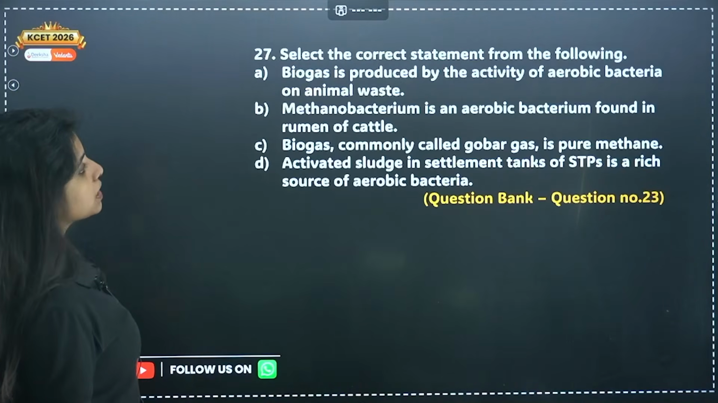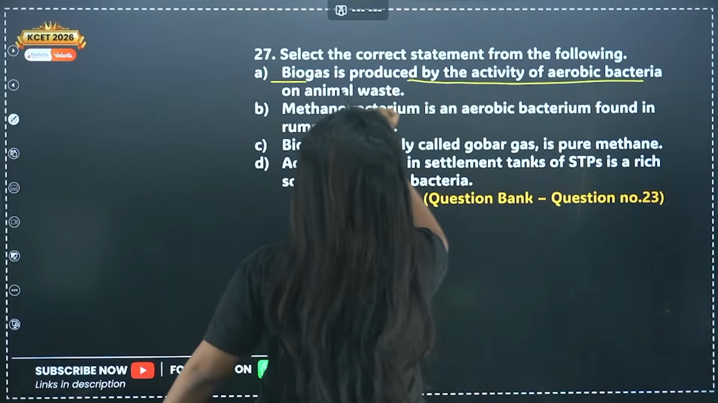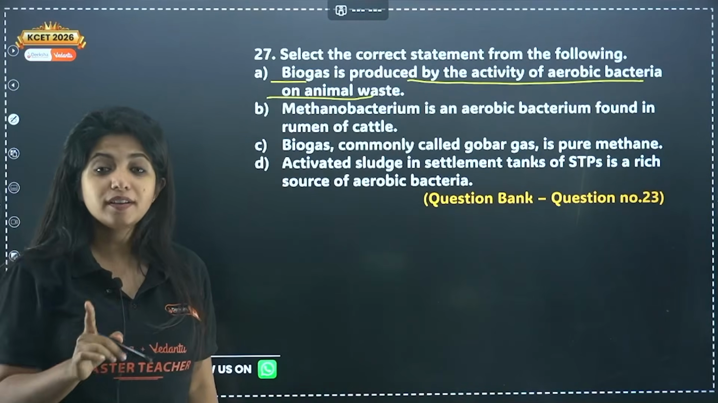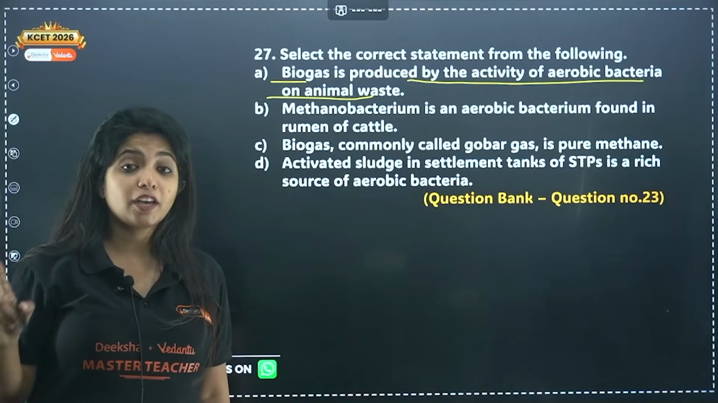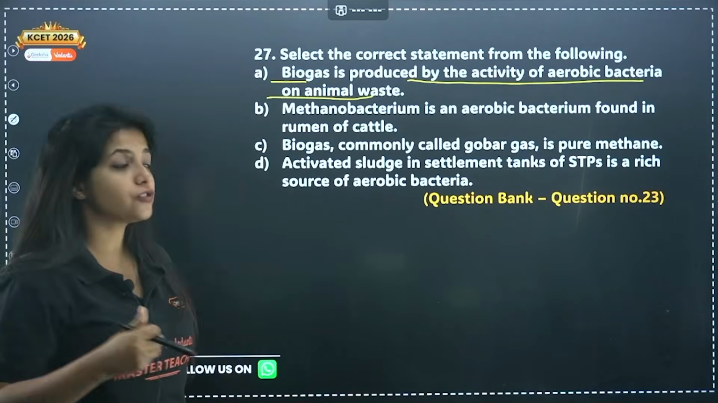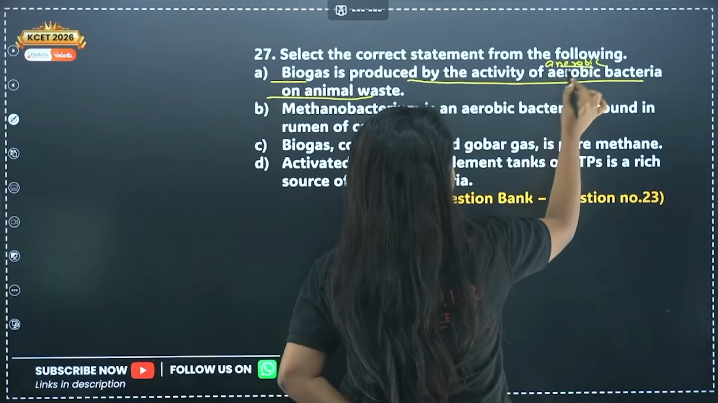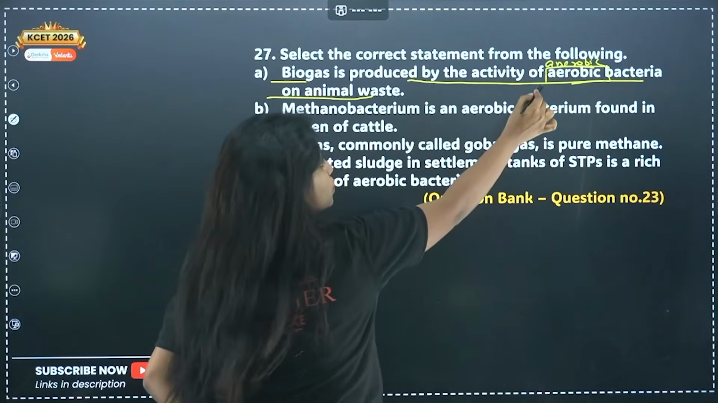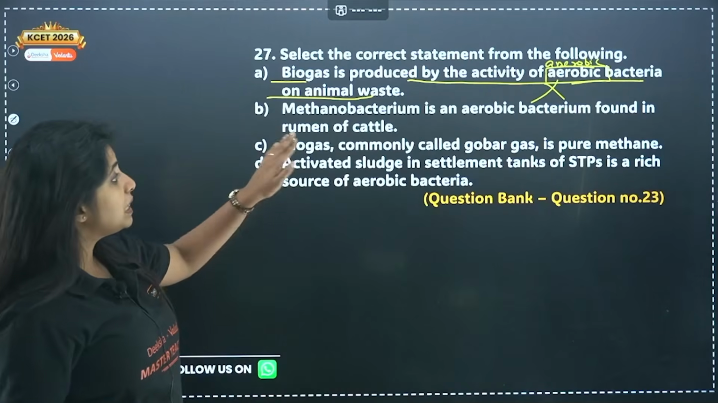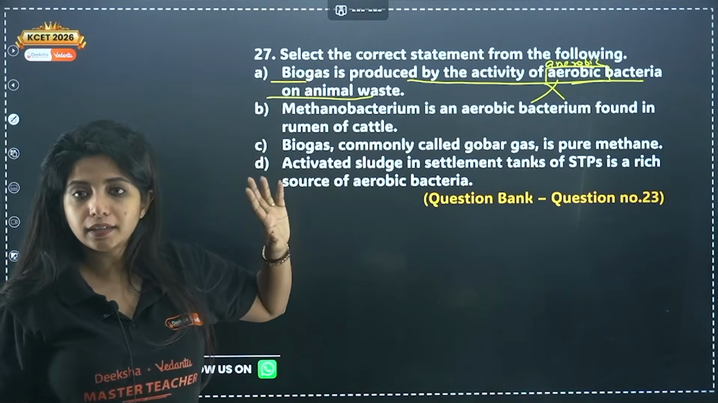Now select the correct statement from the following. Biogas is produced by the activity of aerobic bacteria on animal waste. I always tell you, it's never aerobic. Aerobic means they need oxygen. Biogas is produced in the absence of oxygen. That means you are talking about anaerobic. You should be talking about anaerobic, but here it is aerobic, which is why this is wrong. Next, Methanobacterium is an aerobic bacterium found in the rumen of cattle.